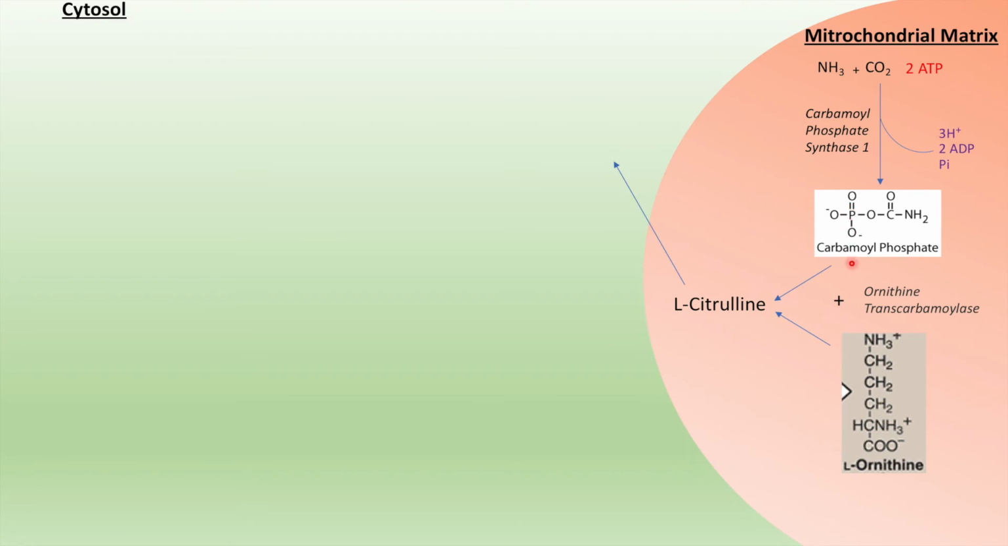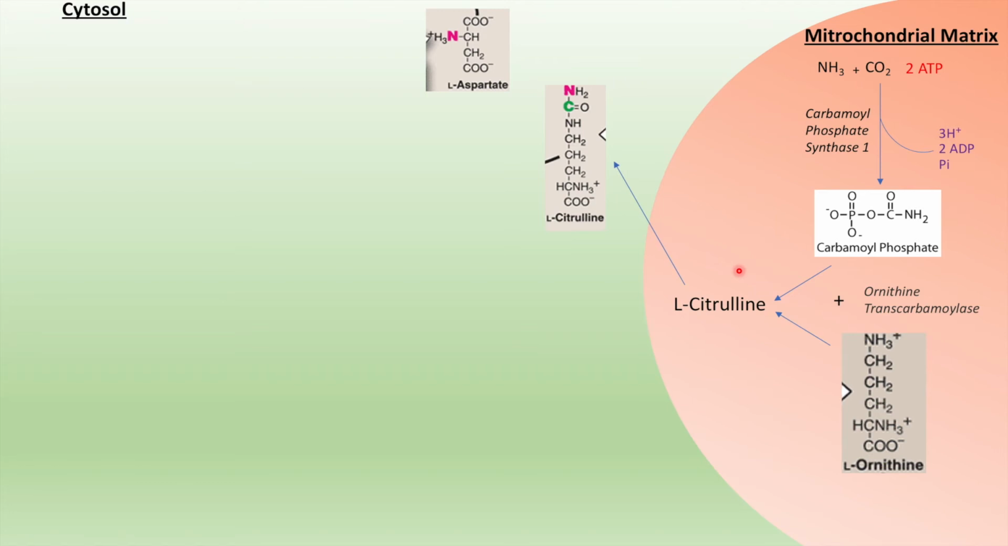And once these 2 reactions take place, the final product in the mitochondrial matrix is L-citrulline. A special transporter shuttles the citrulline out of the mitochondrial matrix and into the cytosol. Now, in the cytosol, we find the amino acid aspartate. Now, where did this aspartate come from? We'll also get back to that later.